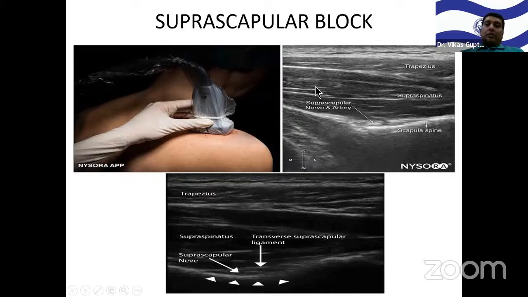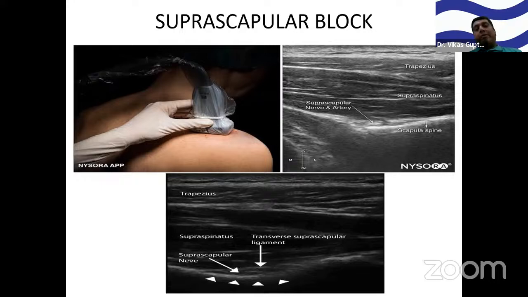So how will we do the injection? We are using a linear probe. We put the probe over the scapular spine and go lateral to medial with an in-plane approach. The needle will come like this. We will pierce this ligament, insert into that notch, and deposit the drug there.